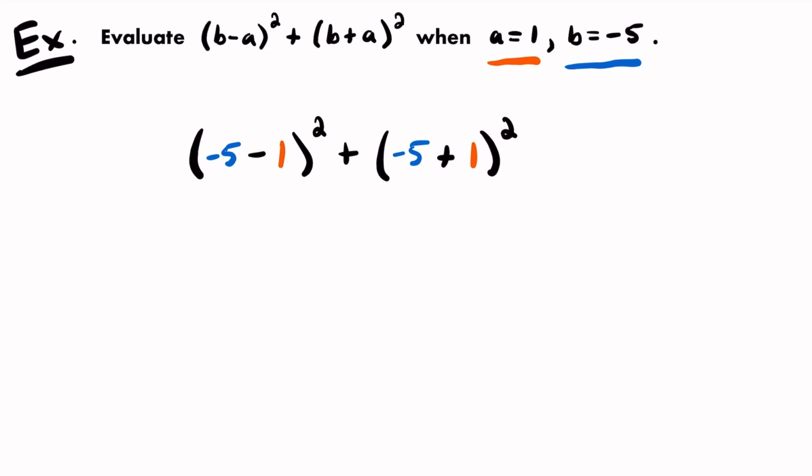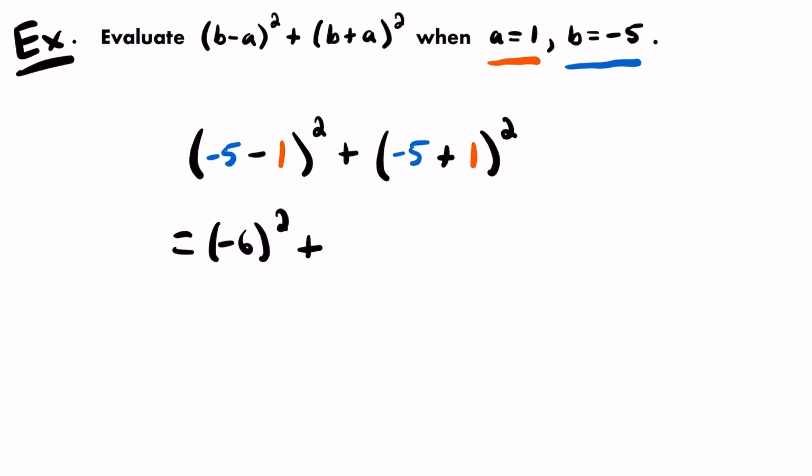Once again, I just replaced a with 1 because that's what it's equal to, and I replaced b with negative 5 because that's what that is equal to. And so now we want to simplify this. We want to do the math and remember your order of operations. You want to start by doing any operations inside parentheses like we have here. So we want to do this operation and this operation before we do anything else. So we have negative 5 minus 1, that's negative 6. So this is equal to negative 6 squared plus negative 5 plus 1 squared.